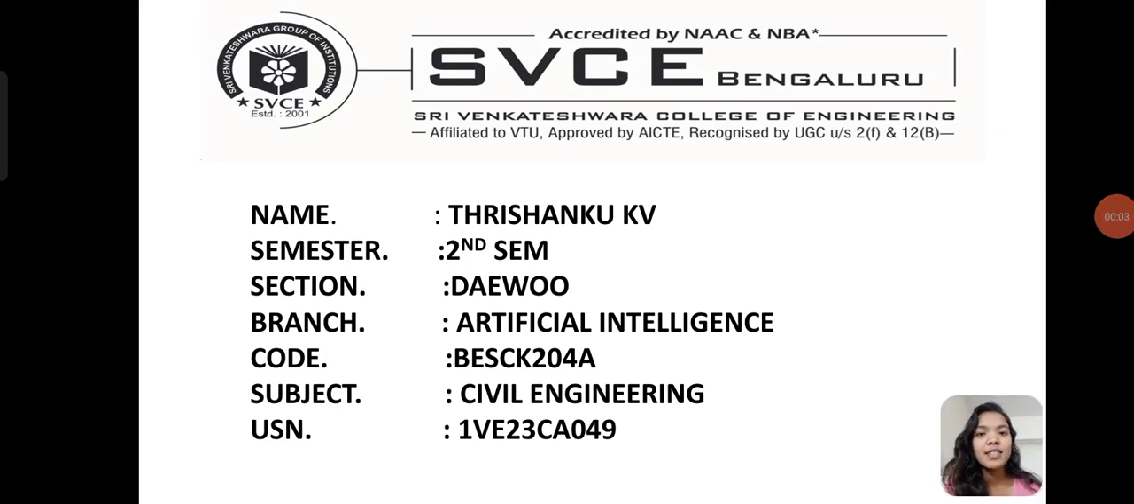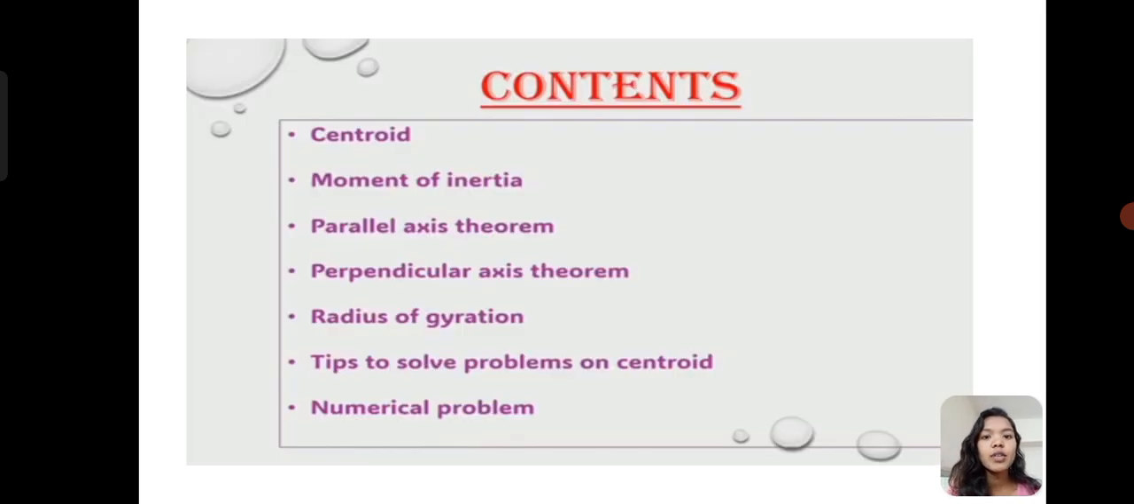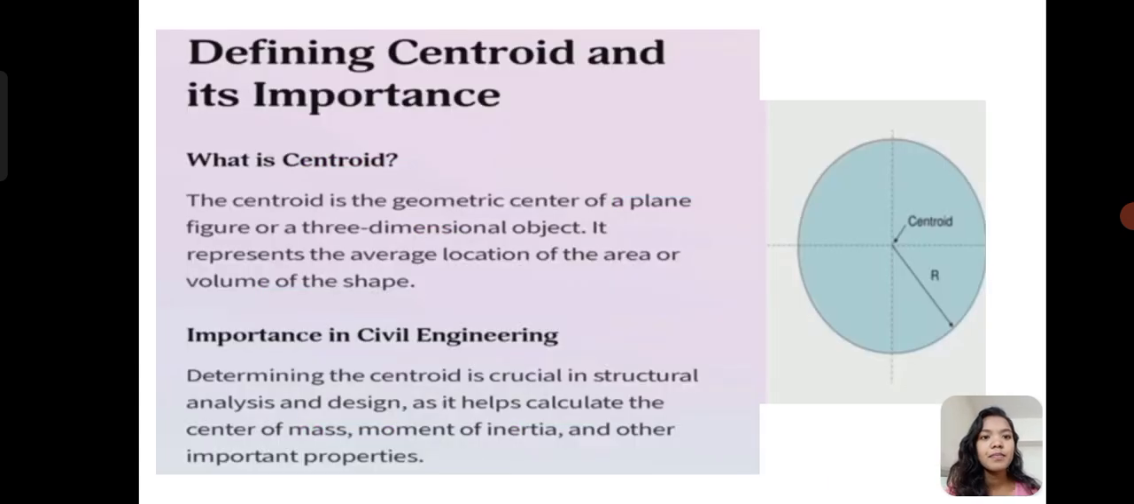I'm Trishanku KV studying in Sri Venkateshwara College of Engineering, pursuing Artificial Intelligence branch, second semester. The course code is BESCK204A, subject Civil Engineering. My USN ID is 1VE23CA049. Here we are going to cover the topics: centroid, moment of inertia, parallel axis theorem, perpendicular axis theorem, radius of gyration, tips to solve the problems on centroid, and numerical problems.